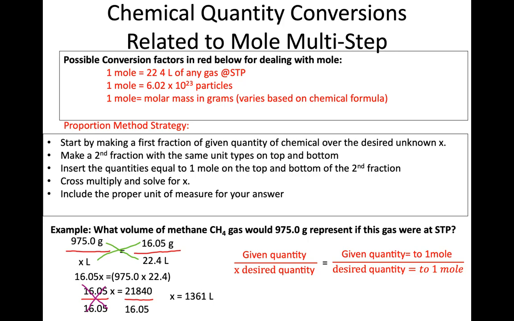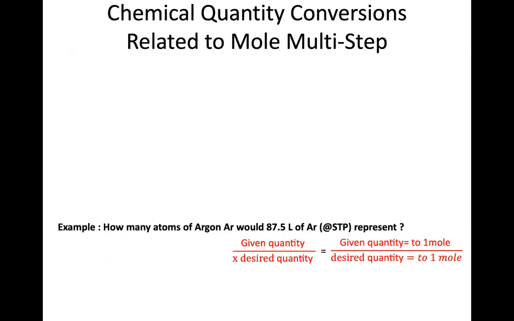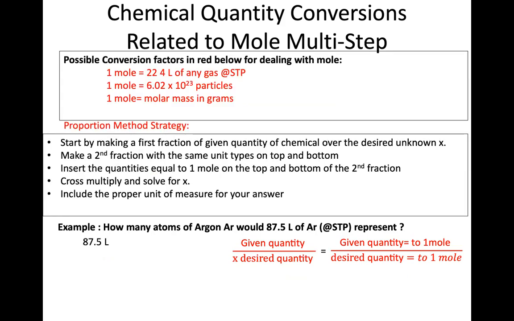Let's take a look at one final example. Now it asks about an atom quantity, and it gives us a volume quantity. So our given is a liter amount, 87.5 liters, and it asks about how many atoms. So our X is now going to be an atom quantity. And remember the fraction on the right, the labels match for both the numerator and the denominator, but what we put for the numbers are the quantities equal to 1 mole.